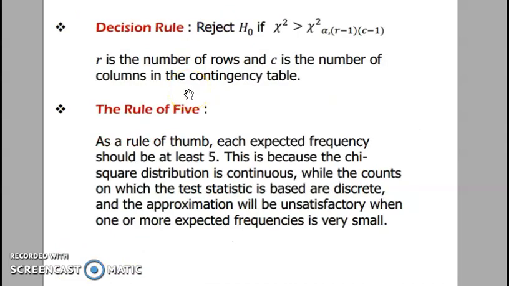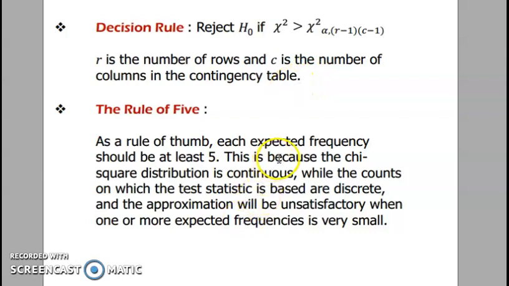So once we calculate the test statistic, we need to compare it with the critical value. The critical value from the chi-square table for this chi-square test needs the alpha level of significance, and also the degrees of freedom. Here, for alpha, we just use the alpha that we chose, and the degrees of freedom is r minus 1 multiplied by c minus 1, whereby r is the number of rows and c is the number of columns in the contingency table.